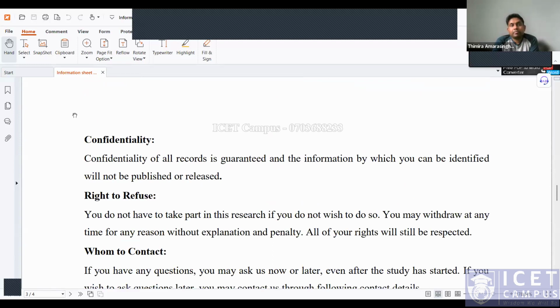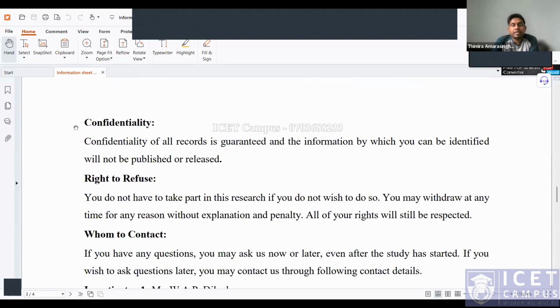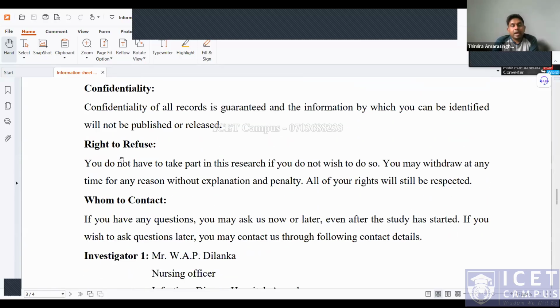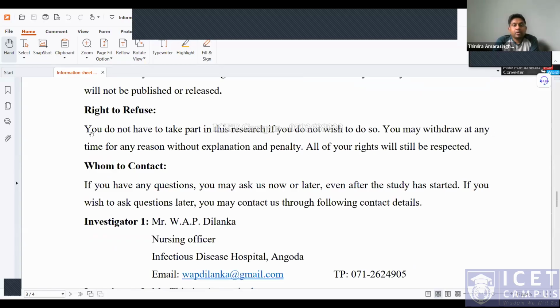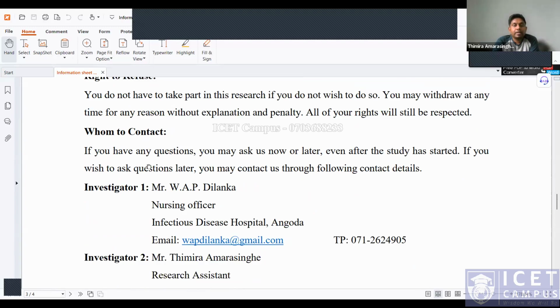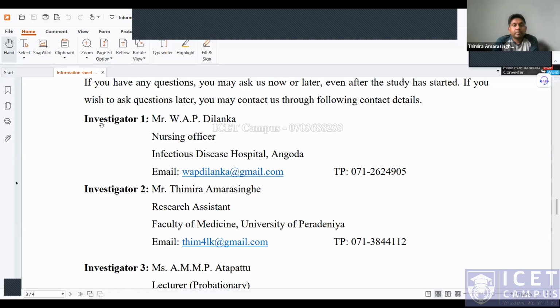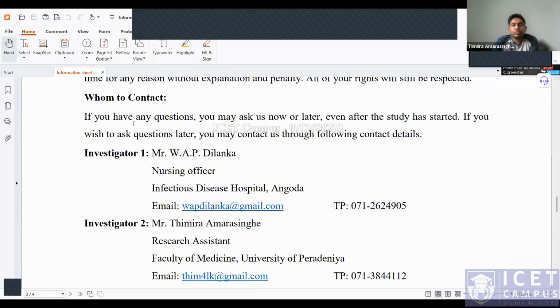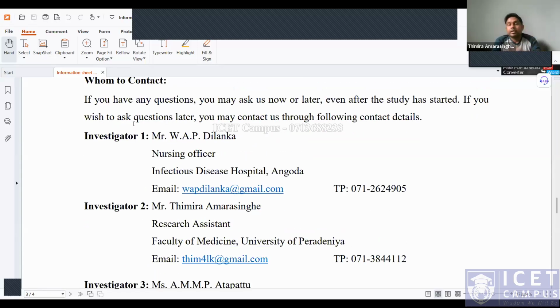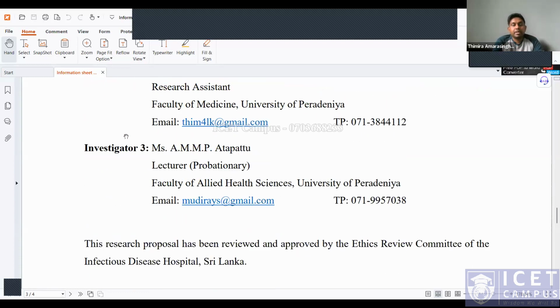confidentiality, what the investigators are doing with the data, which kind of information is being gathered, and also the participants' right to refuse and withdraw, and whom to contact for any inquiries if they want any more information. So these are some basic components.